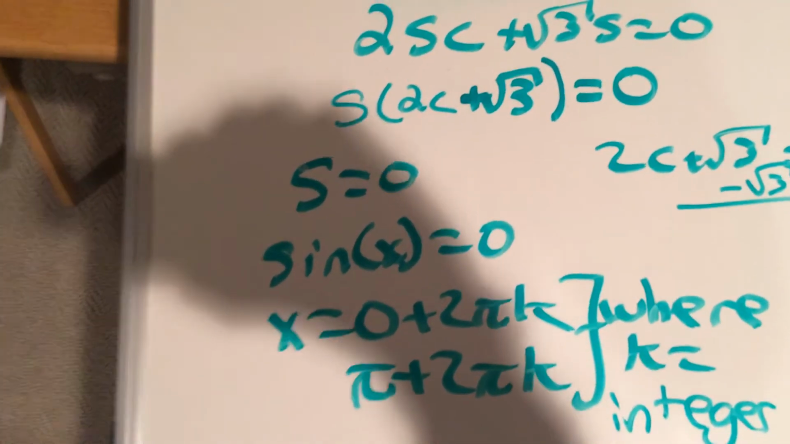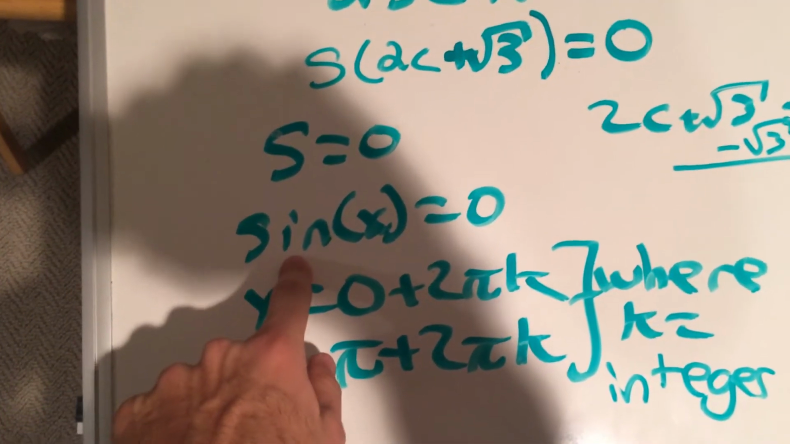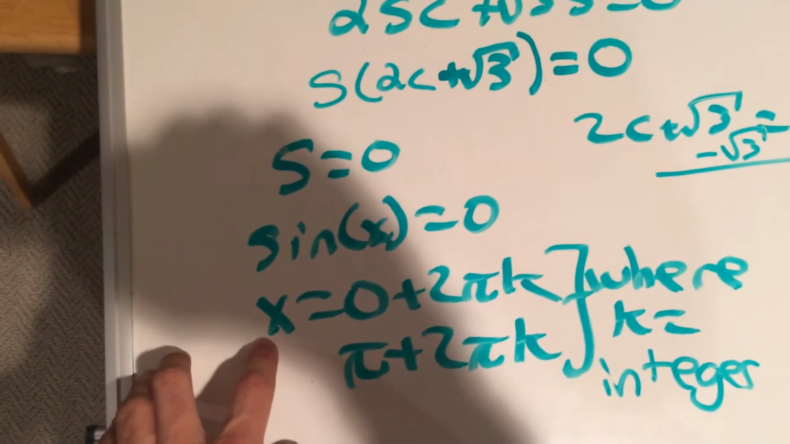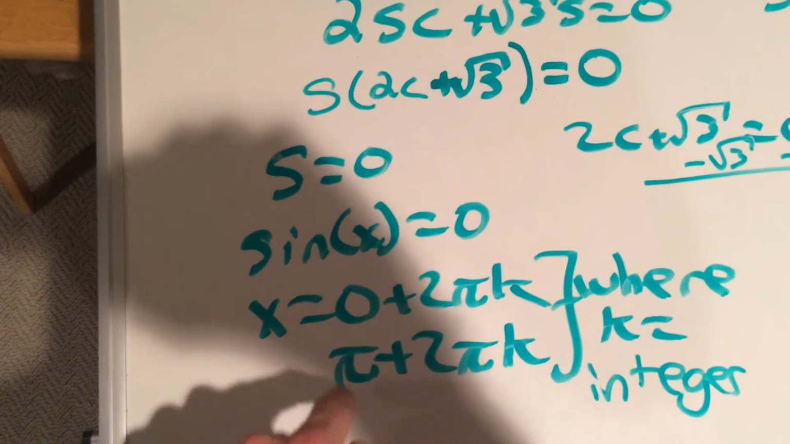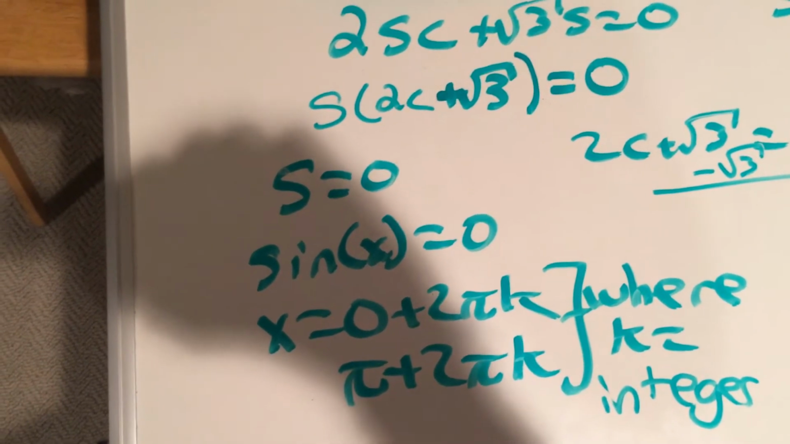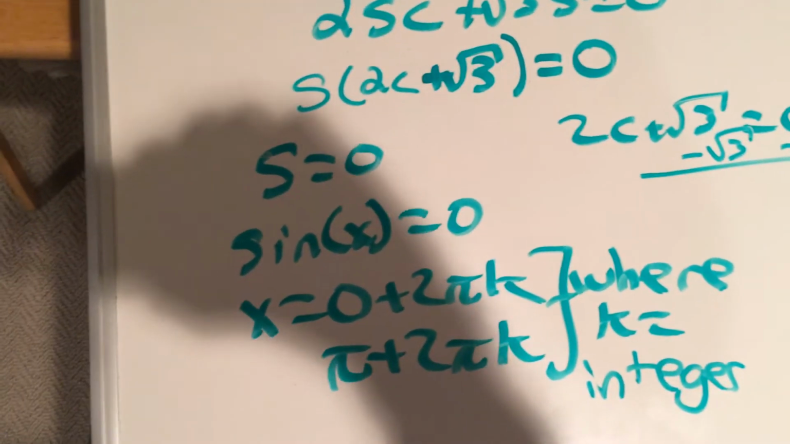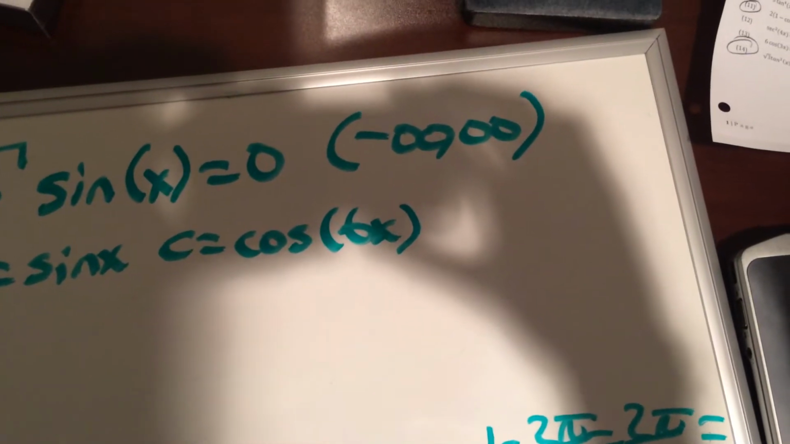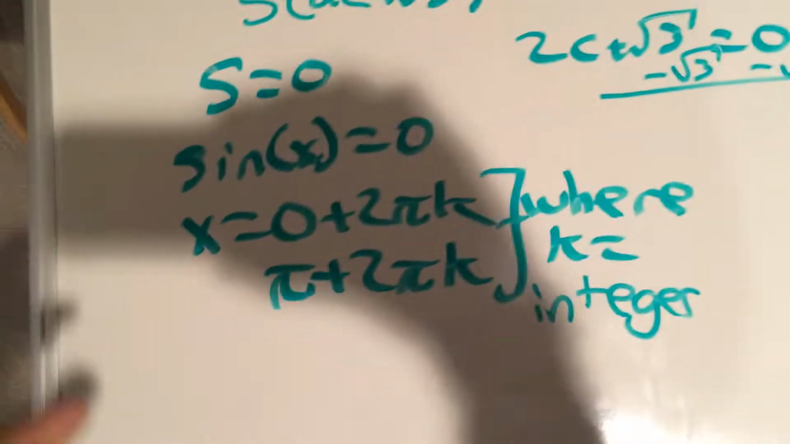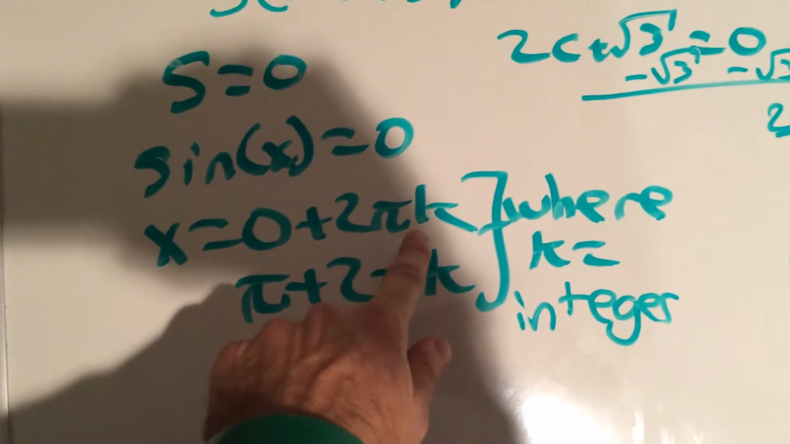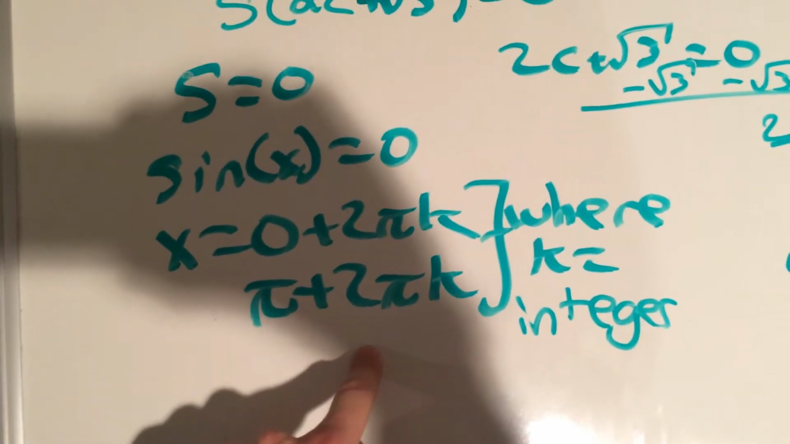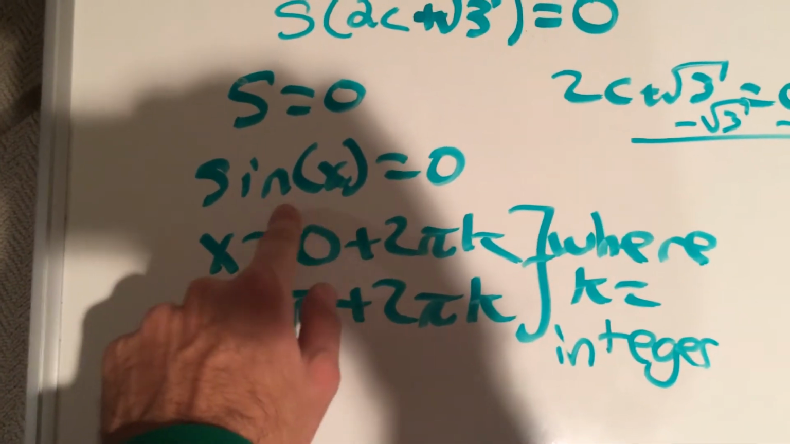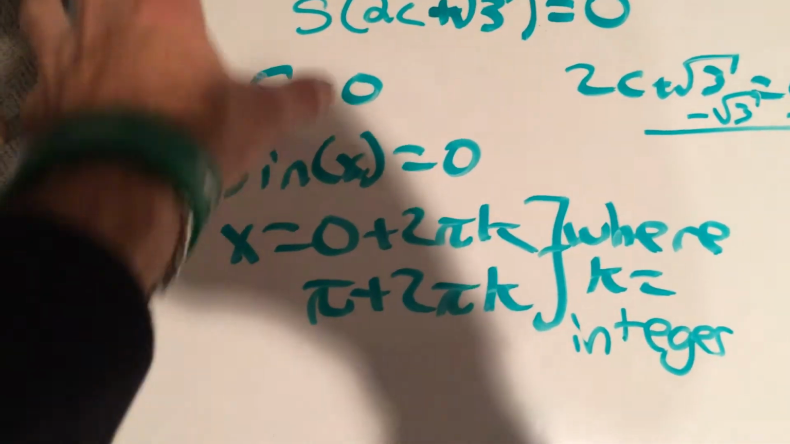So S equals 0. S, of course, is just sine of x. So sine of x equals 0. Therefore, x could be 0 or pi, or 2 pi, of course. But if we look back at the original problem, we want to go from negative infinity to infinity, so we want to write 0 plus 2 pi k, or pi plus 2 pi k. Again, where did the 2 pi's come from? 2 pi is the period of this function. So here are the two answers from this piece.